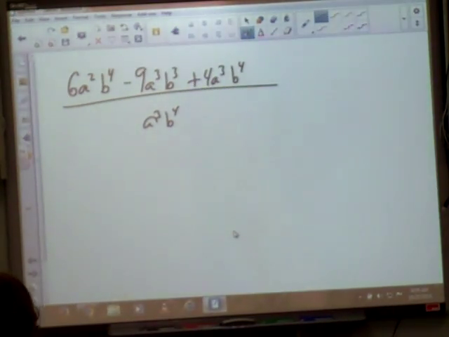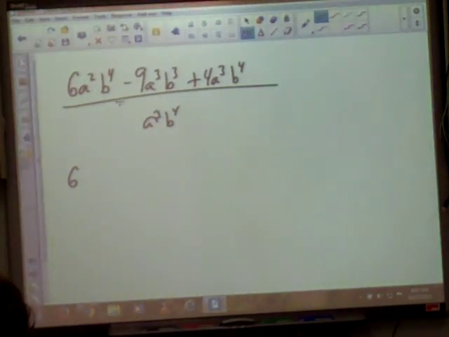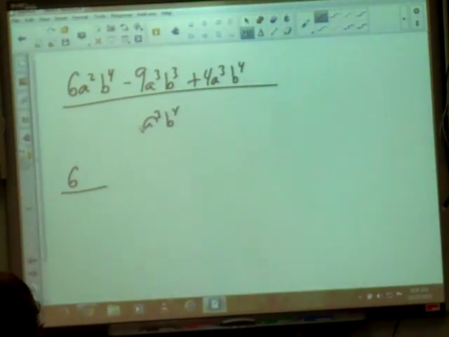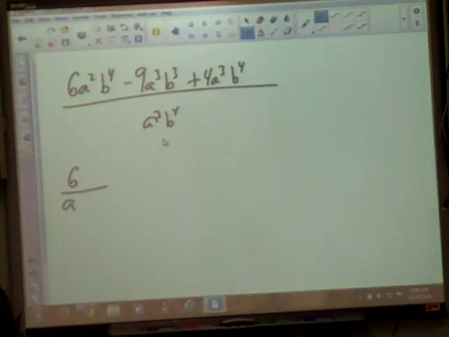So the coefficient on our denominator down here is an understood 1. So 6 over 1 just stays 6. Now on your a's, 2 minus 3 is negative 1. So that means the a needs to go on top or bottom? Bottom, good. It's a negative, so we put it on bottom. So it's a to the 1st on bottom. Now to my b's. b to the 4th divided by b to the 4th. 4 minus 4 is 0. What's b to the 0? 1. So that's gone.